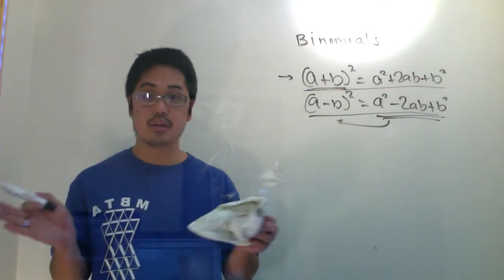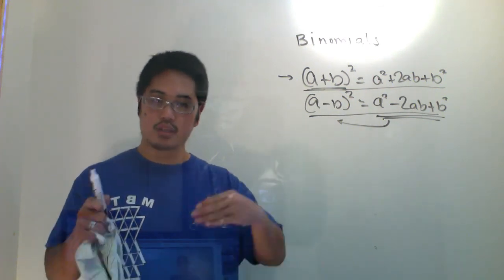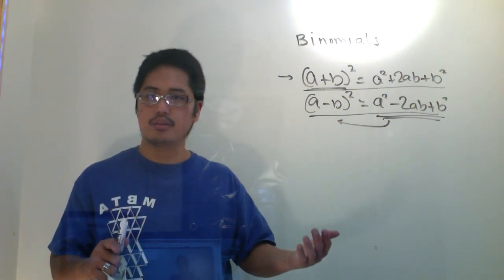All right, we cool? We good? This makes sense to you? Perfect squares, perfect binomial squares, I think that's what they're called. All right, good.